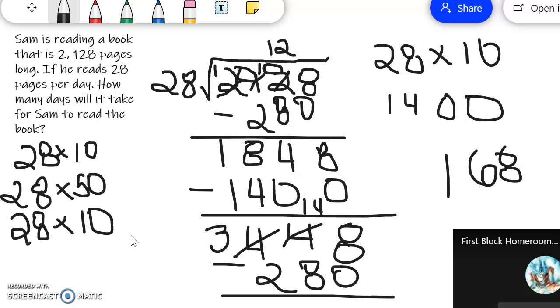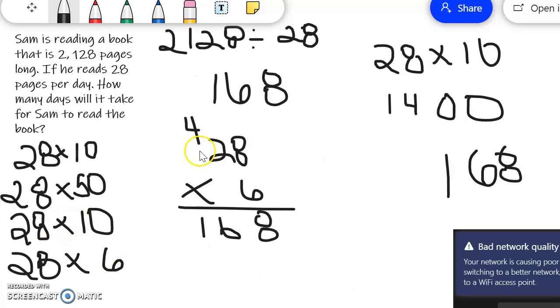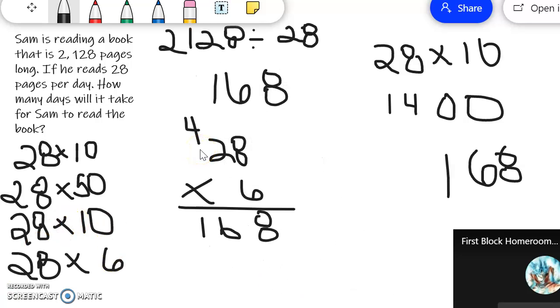So somebody find me a number that multiplies with 28 and gets me close to 168. Do it on your paper. Stop looking around the room. Do it on your paper. We know, thank you to Alexis, that 28 times 6 is 168 exactly. And that's what we had left over in our dividend. So we add 28 times 6 over here to our list of factors.